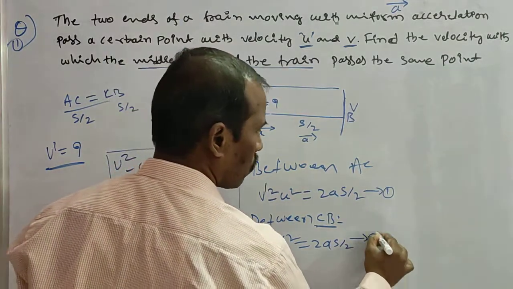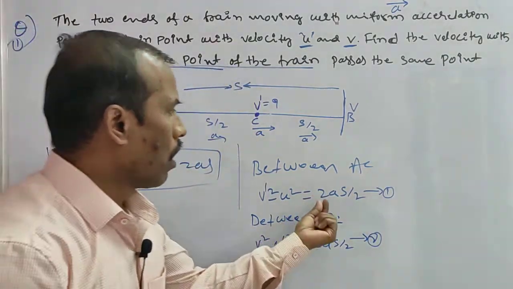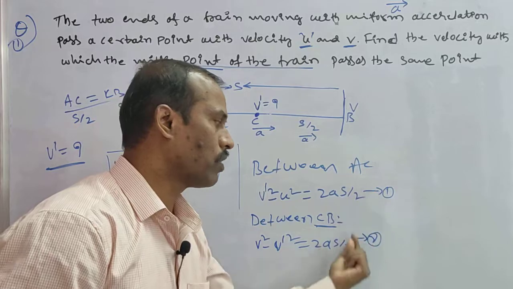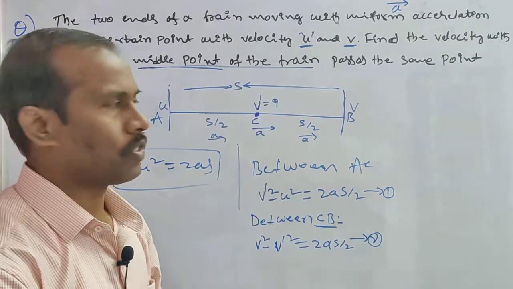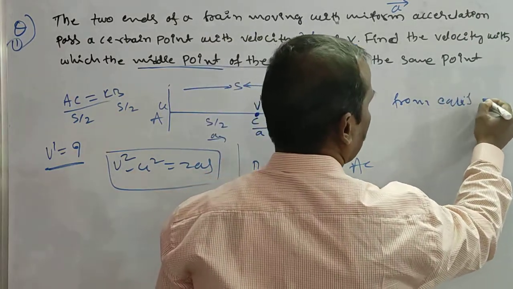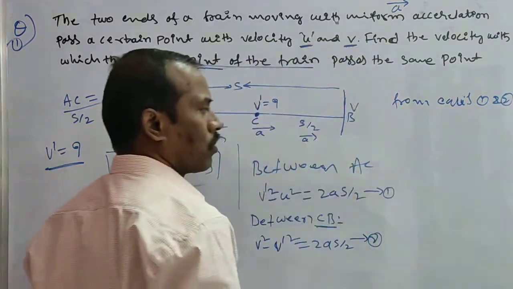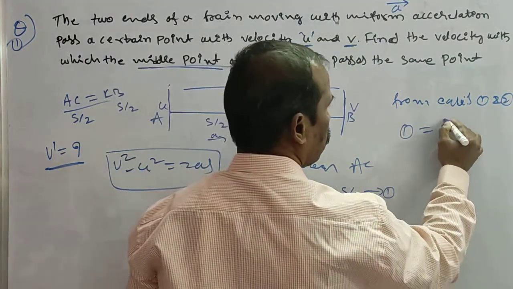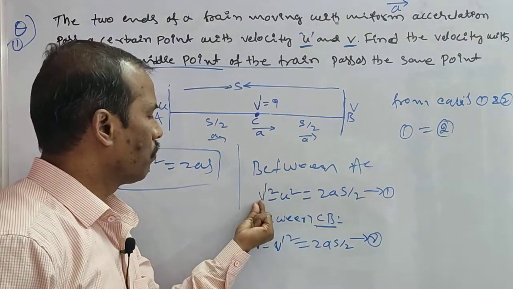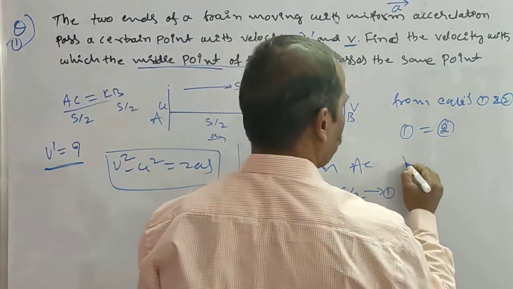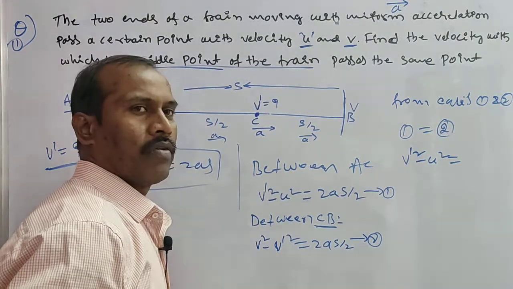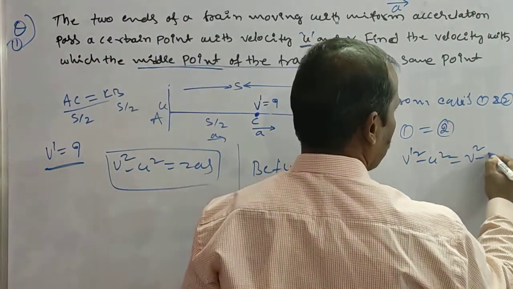This is equation 2. Now 2a times S by 2 is the same in both, so equation 1 is equal to equation 2. From equations 1 and 2, v prime square minus u square is equal to v square minus v prime square.